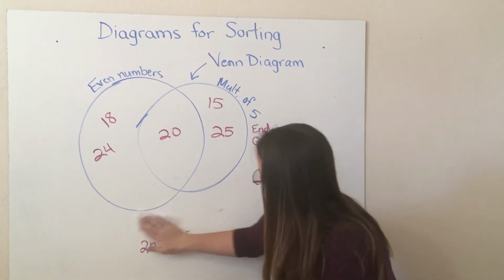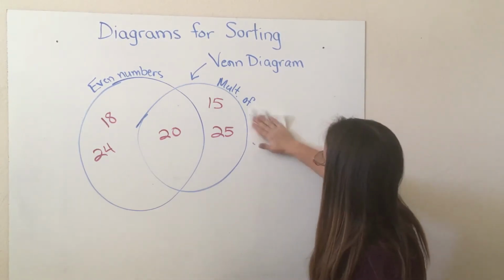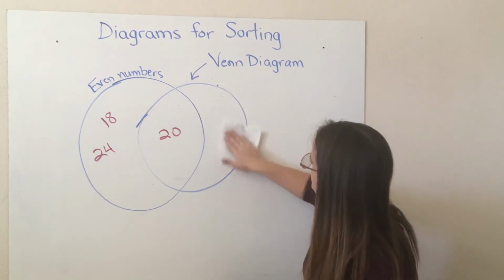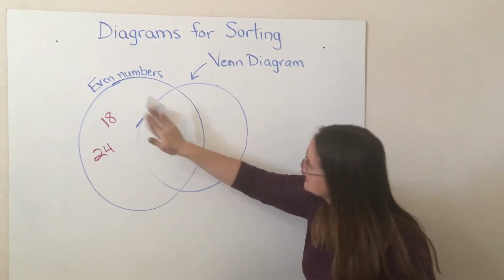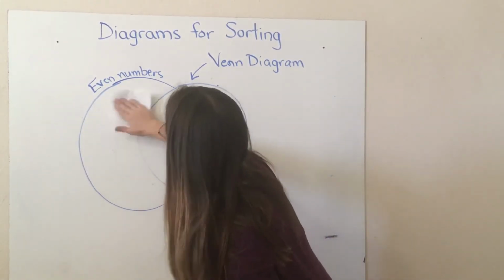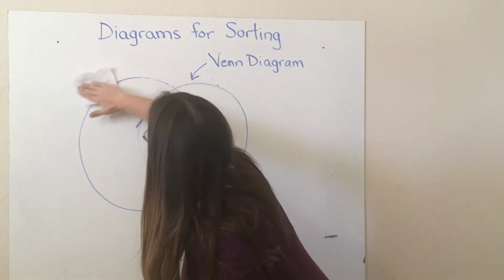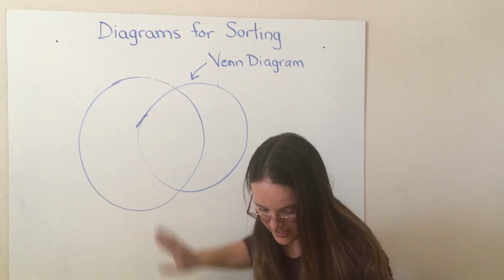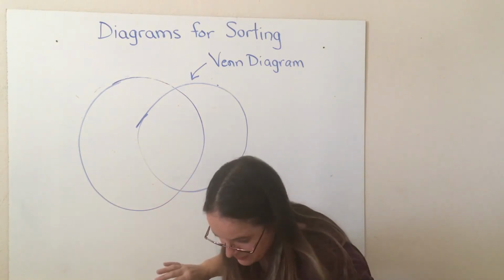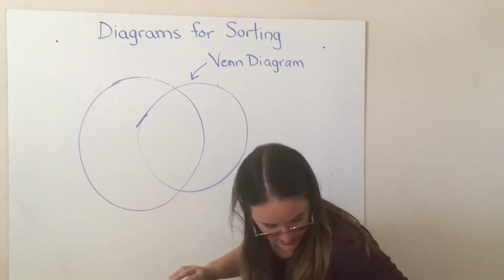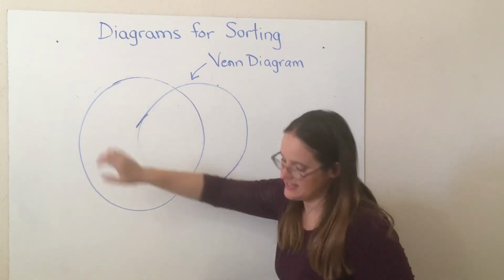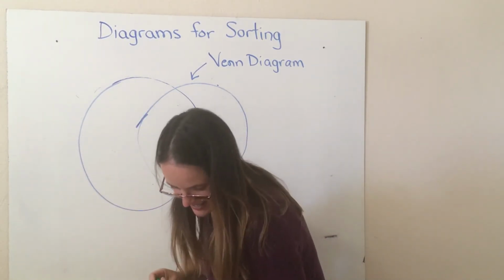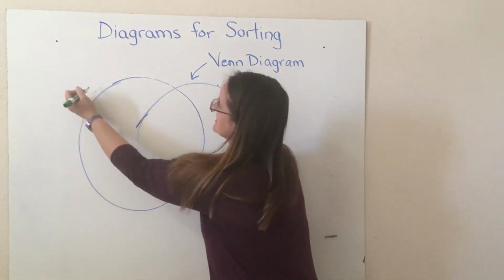For our next example, we're also going to use a Venn diagram, so I'll leave my circles up here and we'll just take the data out. But for this one, we're not going to talk about numbers, we're going to talk about shapes. So for this Venn diagram, we are going to label this side as shapes that have parallel sides.